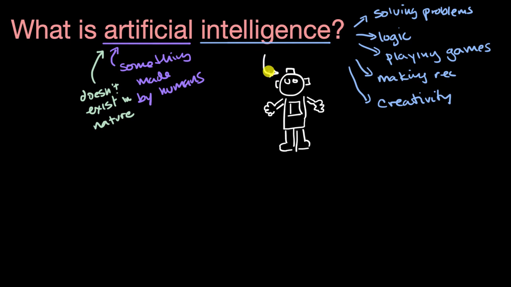And it doesn't need to have a body. You could have something that you just talk to. There's science fiction movies where the spaceship, you can talk to it and you have a conversation with it. And it seems intelligent, but it was created by man. It is artificial. It did not exist in nature by itself.